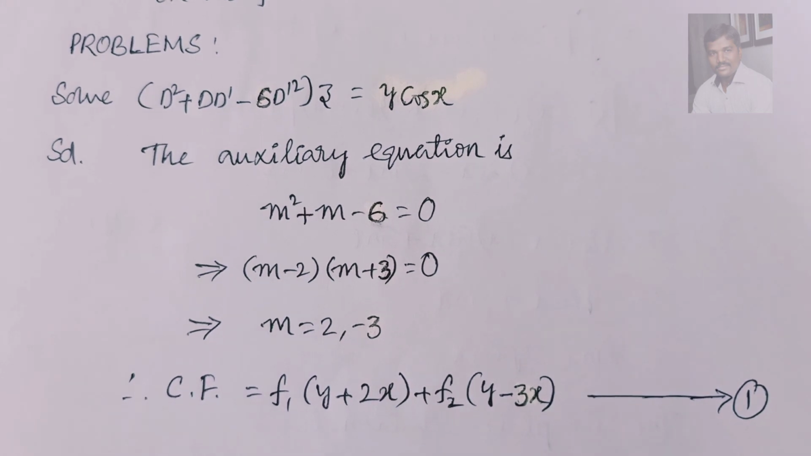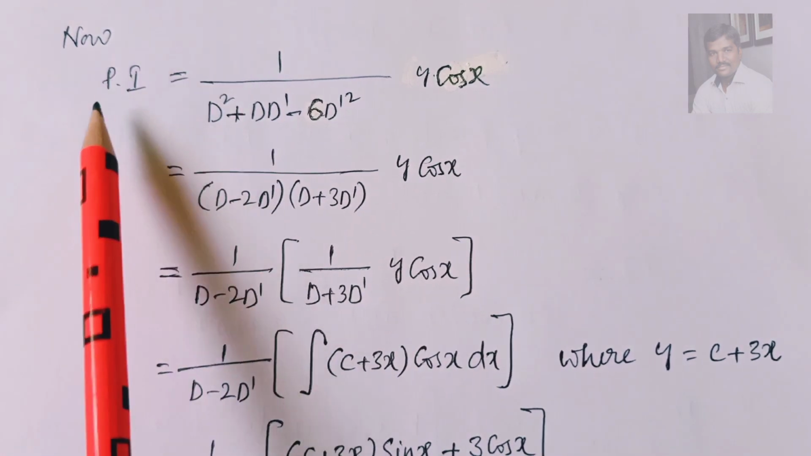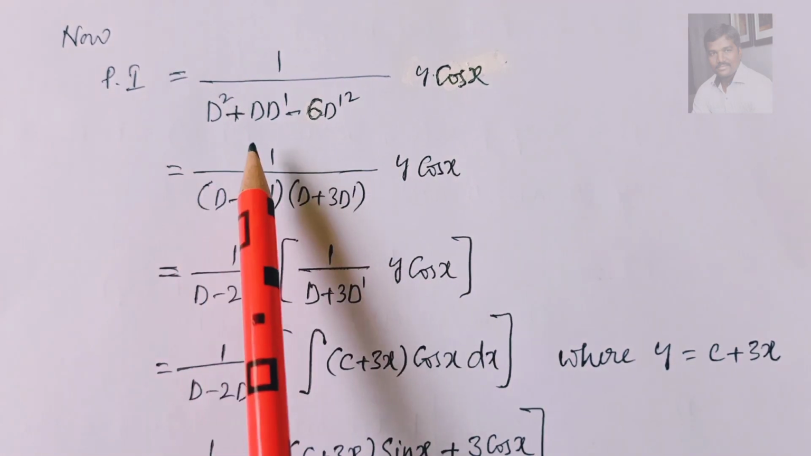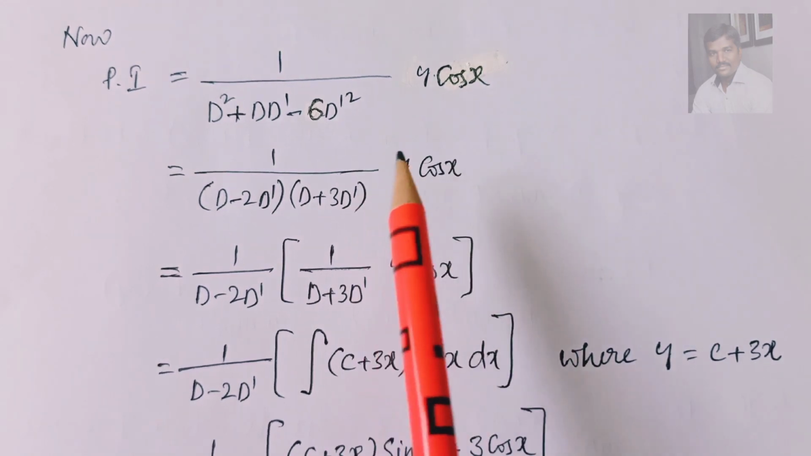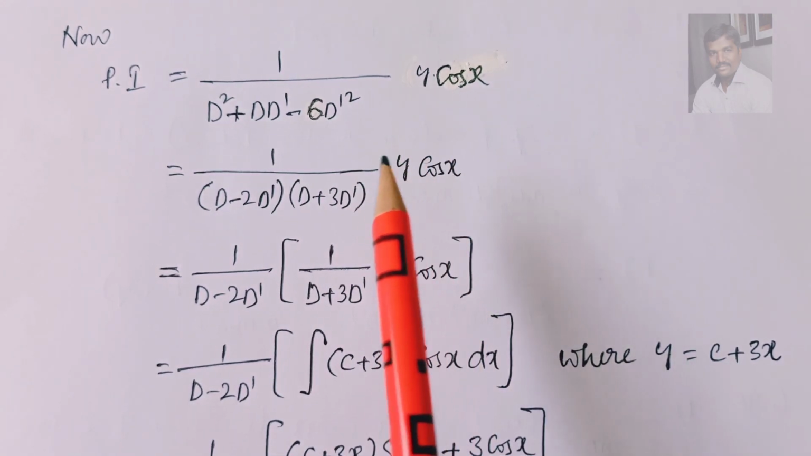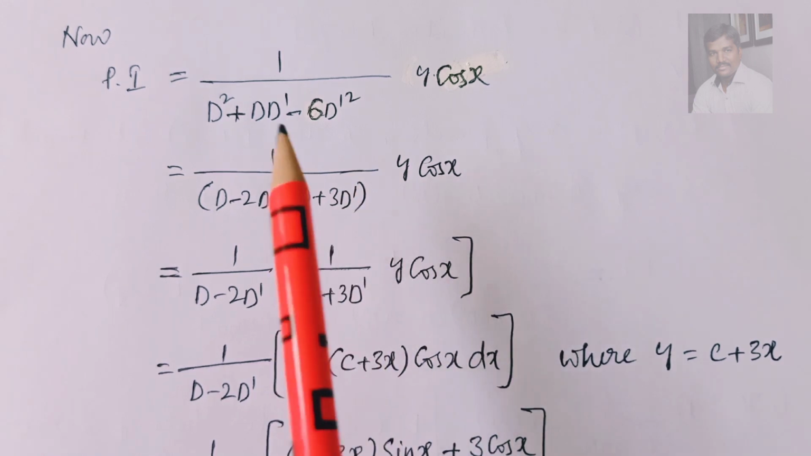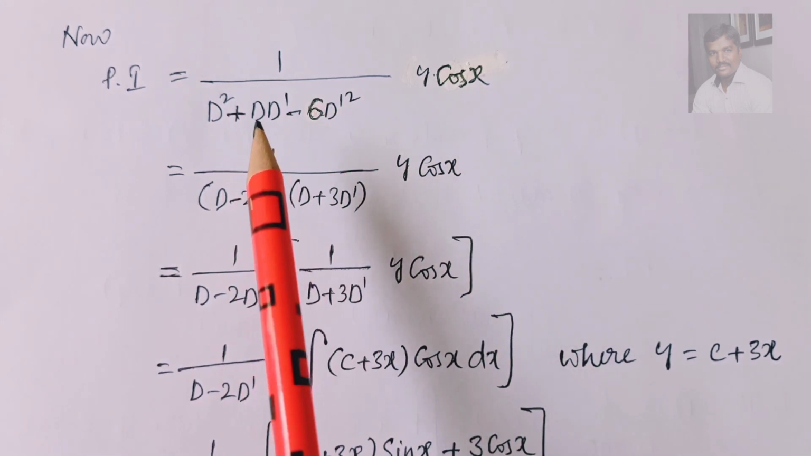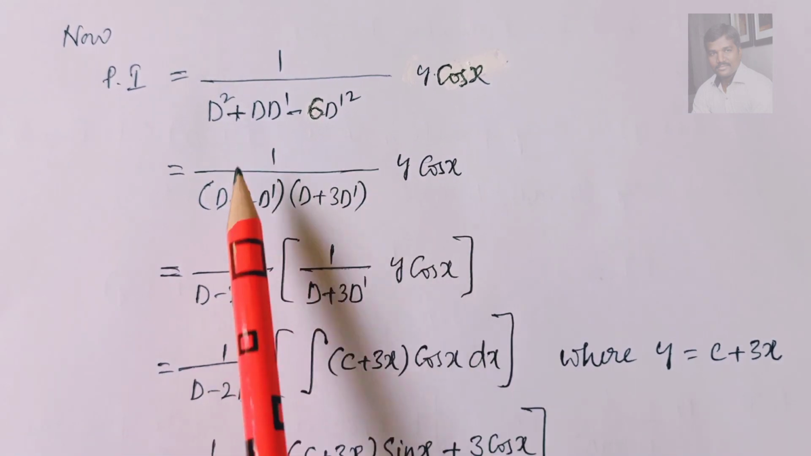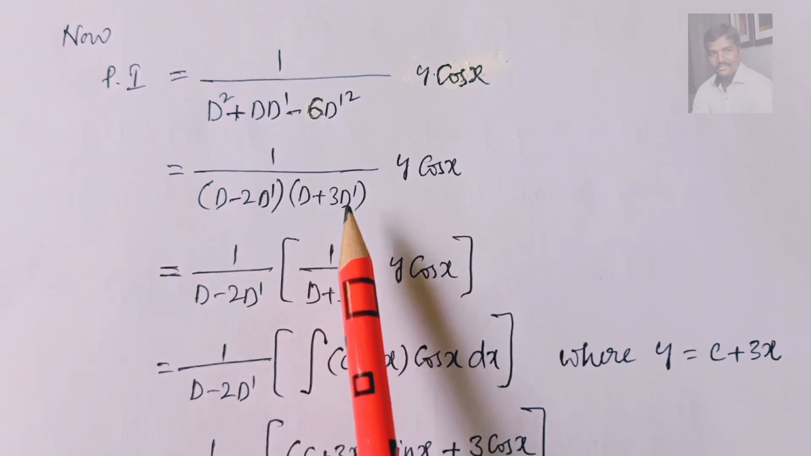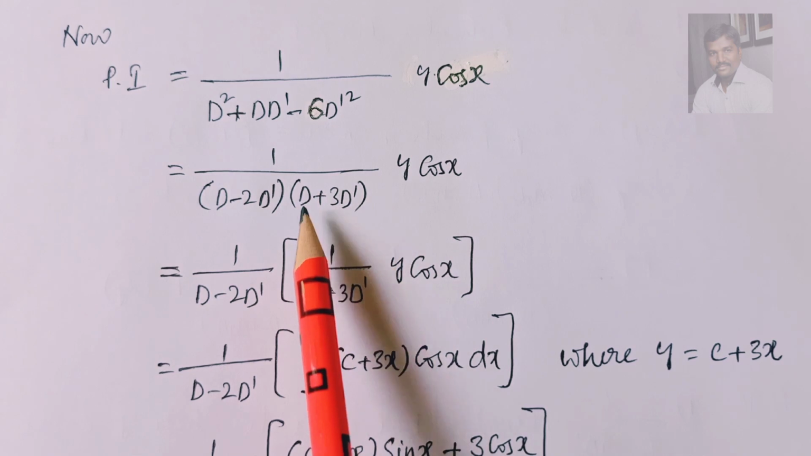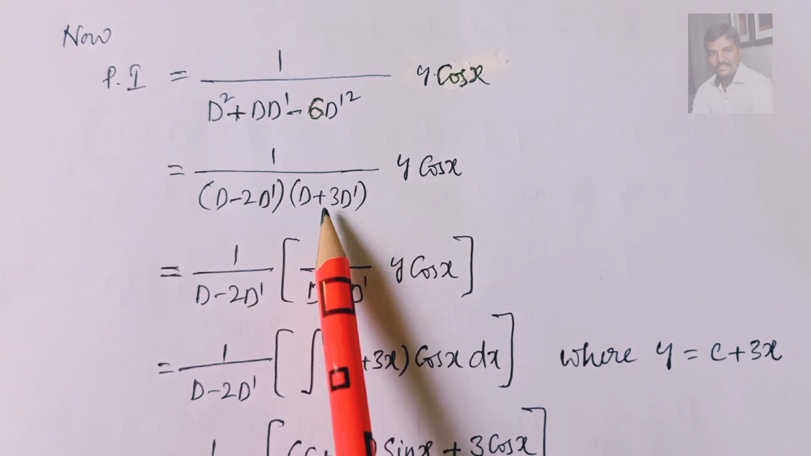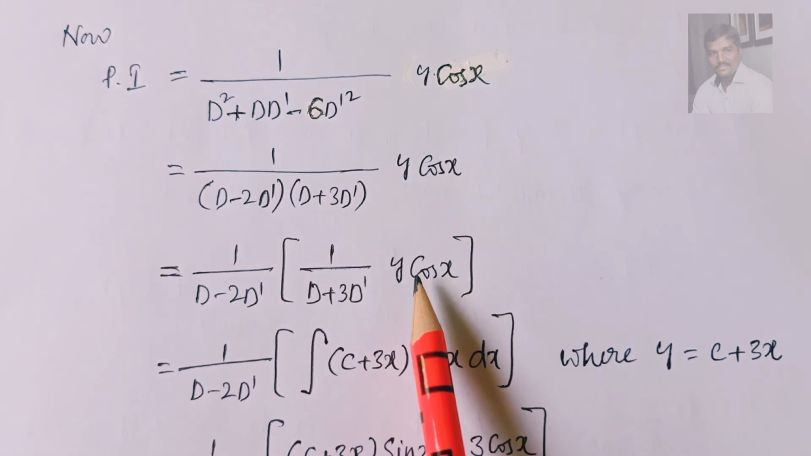Now let us take a look at how to find the particular integral. The particular integral is equal to 1 by D² + DD' − 6D'² on y cos x. First we write this in linear factors: 1 by (D − 2D') into (D + 3D') on y cos x. Let us operate one by one. First operate 1 by (D + 3D') on y cos x.